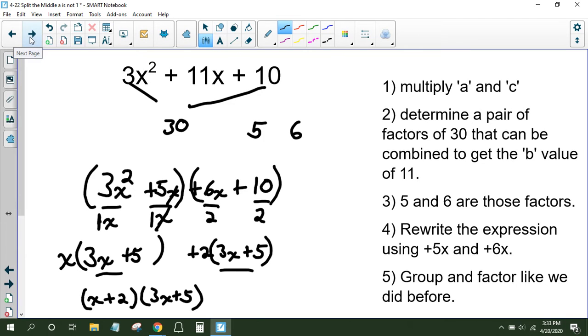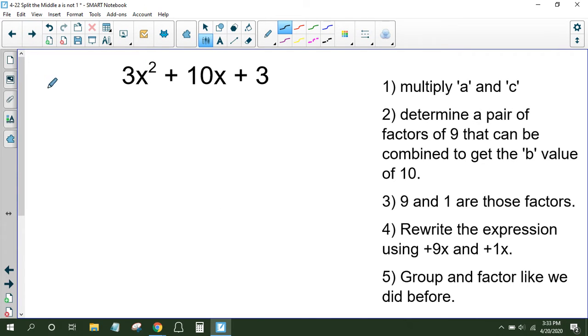Let's take a look at another one. Here's another one. We have 3x squared plus 10x plus 3. So what are we going to do? First, we're going to multiply our a value and our c value together. 3 times 3 gives us a 9 there. So what we're looking for then, we need to determine a pair of factors of 9 that can be combined to get that b value of 10.